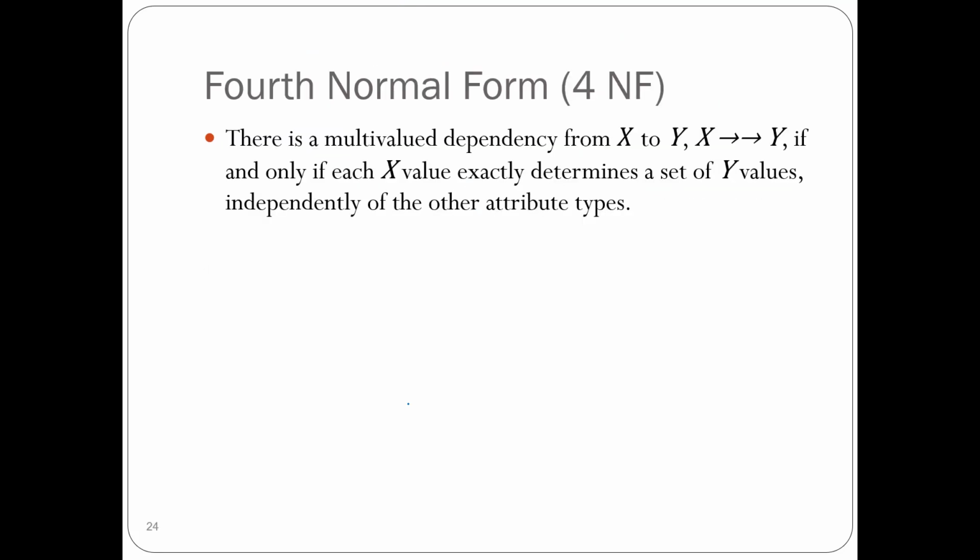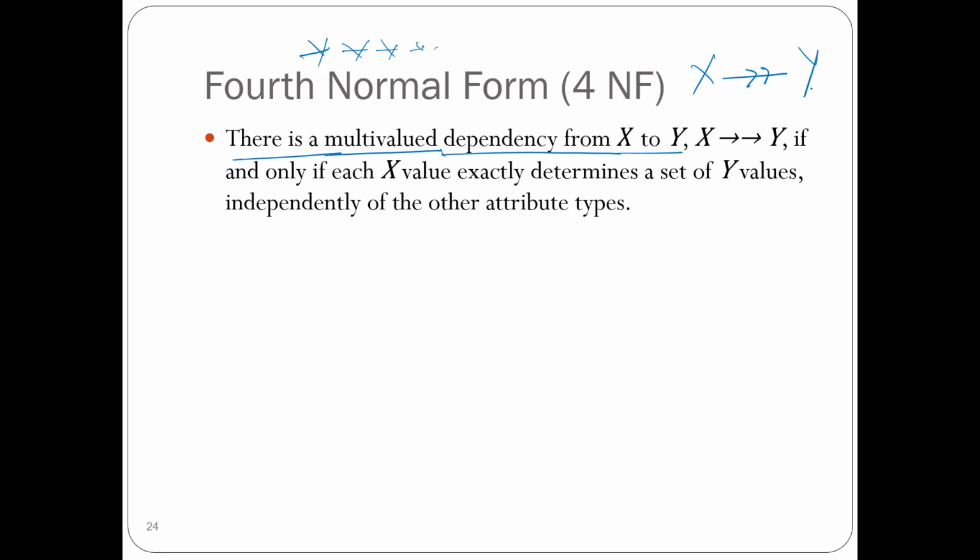Fine. The last normal form that we will discuss is the fourth normal form. For fourth normal form, which is important as well, we'll have to understand another kind of dependency, called multi-valued dependency. There is a multi-valued dependency from X to Y. X and Y are again attribute types from a relation R. For it we will use the symbol of two arrows, X to Y.